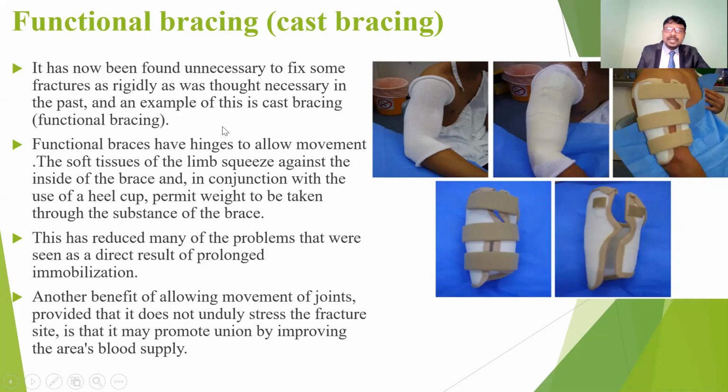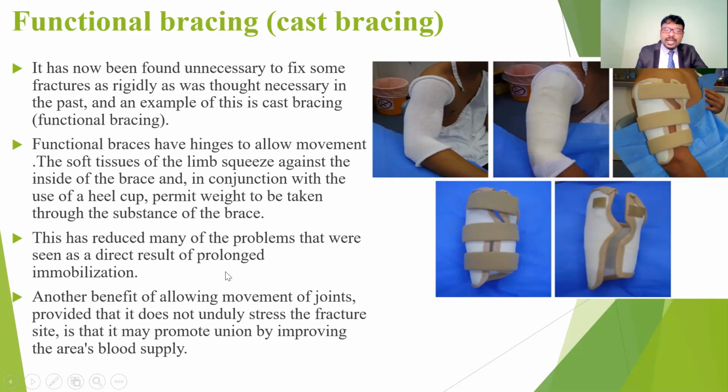The functional braces have a hinge to allow movements. If we apply the POP, the person is unable to move the limb, so at that time we may get stiffness and other complications. But with functional bracing, we are going to allow some movement in the joint, as well as maintain the immobilization. So that is the advantage of functional bracing. And it has reduced many of the problems that were seen as direct results of prolonged immobilization. If we use functional bracing, we are going to avoid the complications caused by prolonged immobilization. So that is the importance of functional bracing.